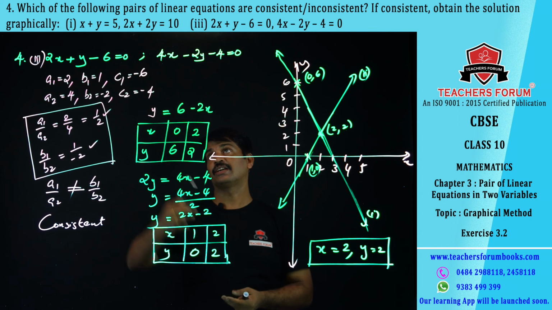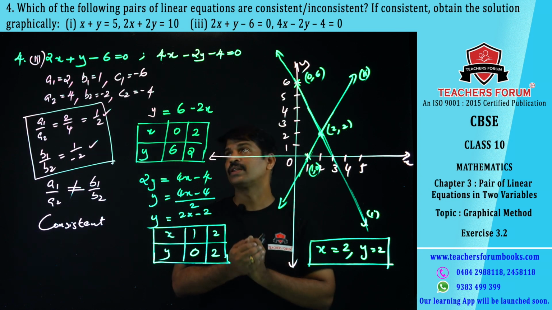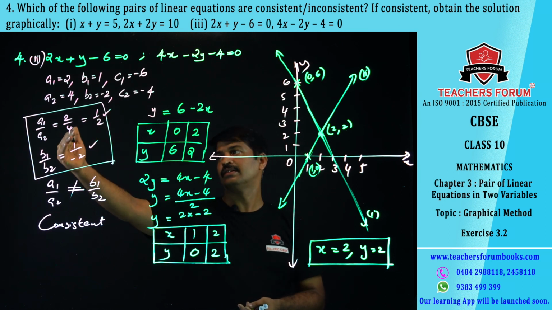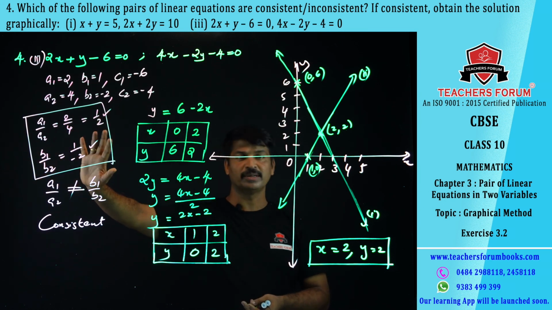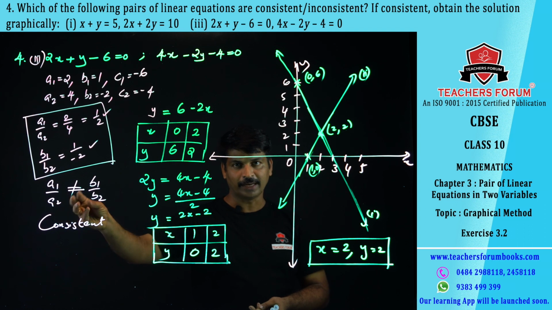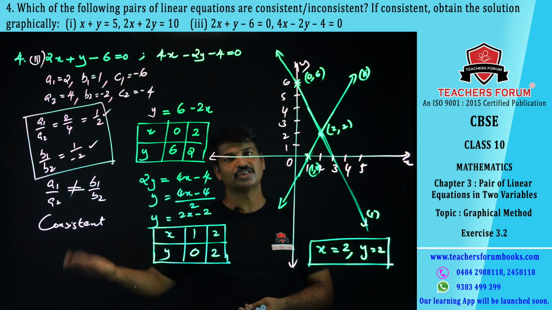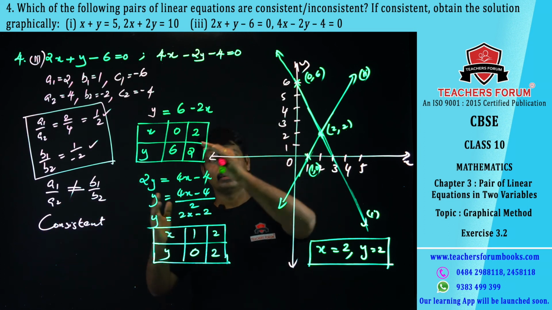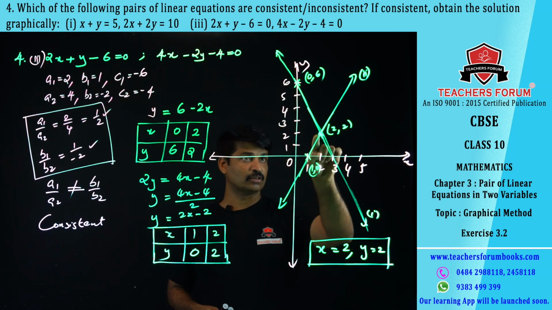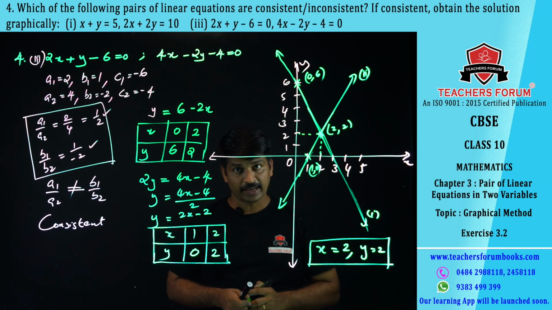Here we have seen we are given a pair of linear equations, and if you are asked to find the graphical solution, if the equations are consistent, we have found the ratios a1 by a2, b1 by b2 and c1 by c2. While solving, a1 by a2 and b1 by b2 are not equal. That means these lines are intersecting, that means they are consistent, and it will have a solution. Graphically we represented the given pair of linear equations and found the solution as x is equal to 2 and y is equal to 2. I think it is clear.